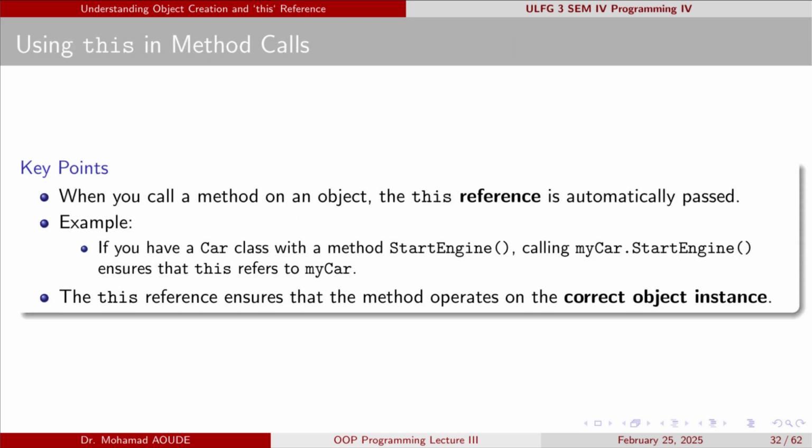The this reference is used in method calls automatically. Example: myCar.StartEngine(). Here, when you call StartEngine, C# passes this equal to myCar. That's how methods always know which object's data they are supposed to access or modify.